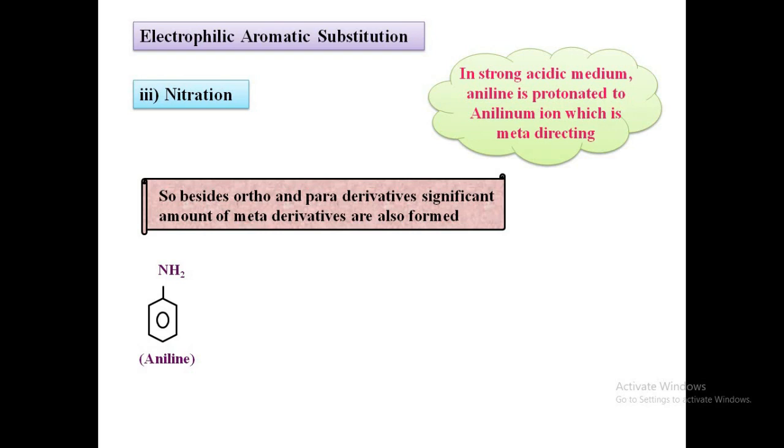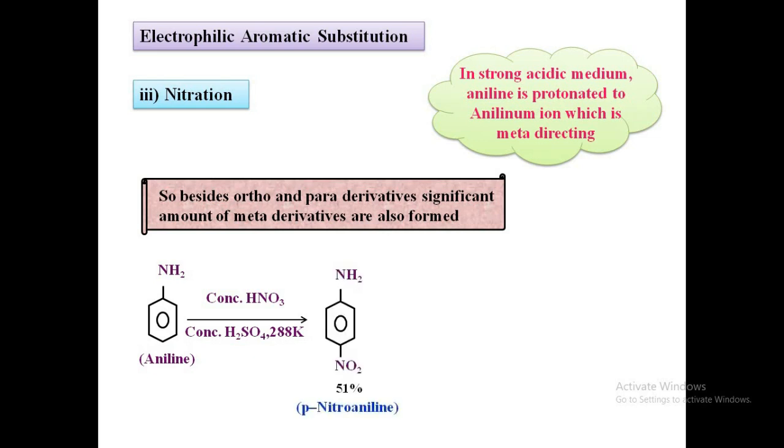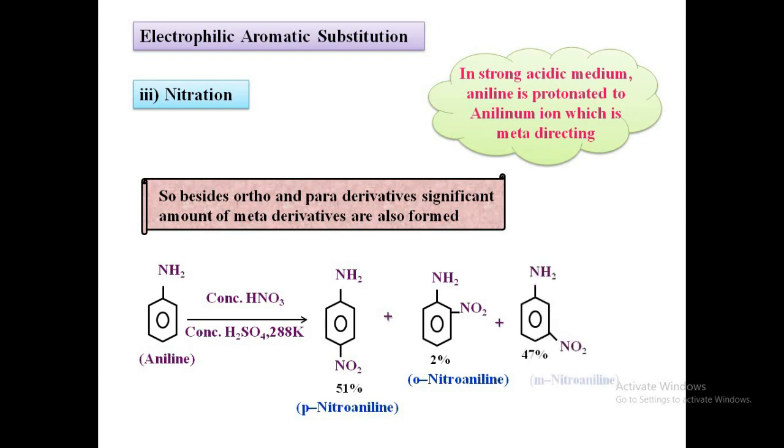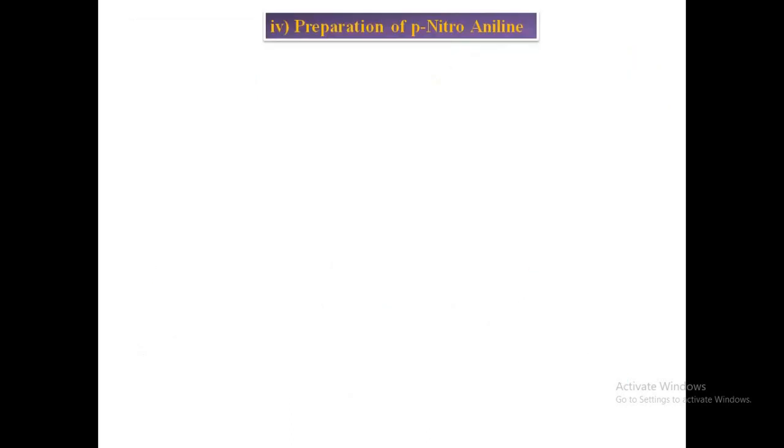Let us consider the reaction of aniline with nitrating mixture, which is a combination of concentrated nitric acid and concentrated sulfuric acid, at a temperature of 288 Kelvin to give 51% para-nitroaniline, 2% ortho-nitroaniline, and 47% meta-nitroaniline.